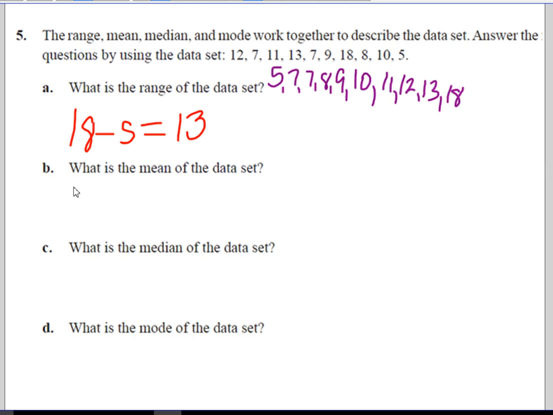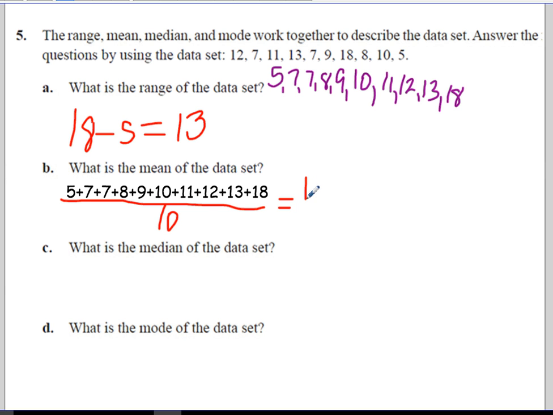So it'll probably be quicker for me to type it than trying to write those. So we have 5 plus 7 plus 7 plus 8 plus 9 plus 10, 11, 12, 13, and 18. And all of that gets divided by 10 because there are 10 numbers. When we add all of those up, we get 100, which makes our dividing easy. So our mean, our average is 10.